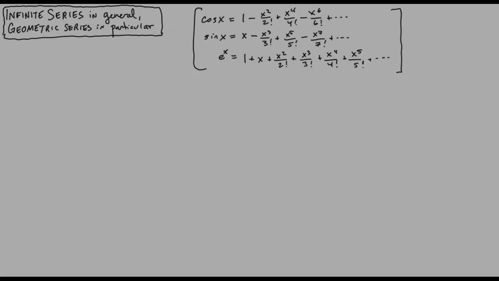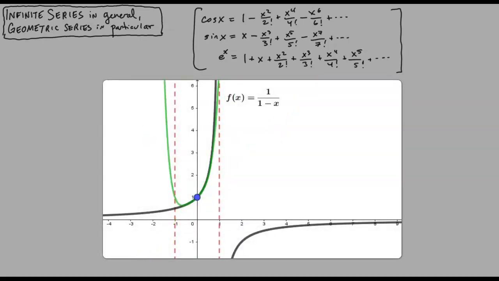As I suggested earlier in the video, there are some functions whose Taylor series only hold over some limited interval, like the Taylor series for 1 over 1 minus x, which only holds when x is between -1 and 1.